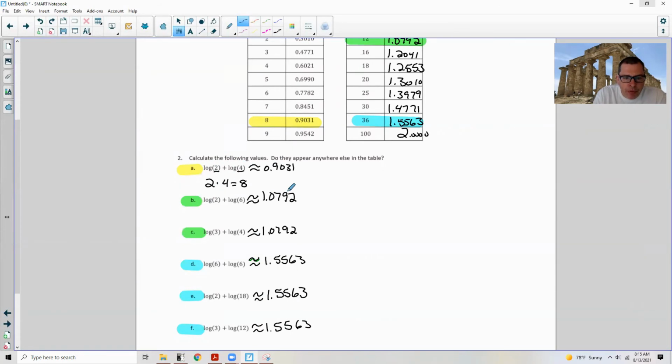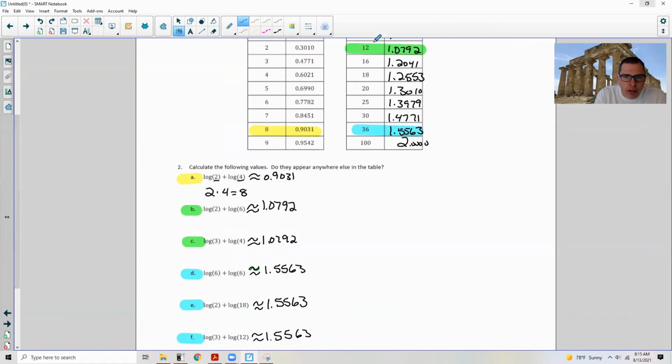And then down here I have 1.0792, which is log of 12. I have a 2, I have a 6. 2 times 6 equals 12. We also got 12 here. Log of 12 is the same as log of 3 plus log of 4. So that means that 3 times 4 equals 12. All right.